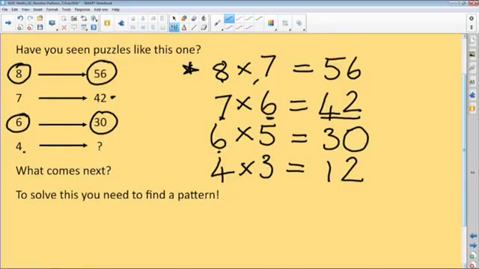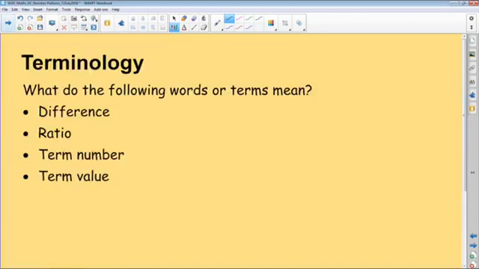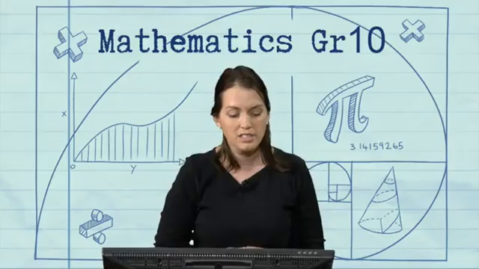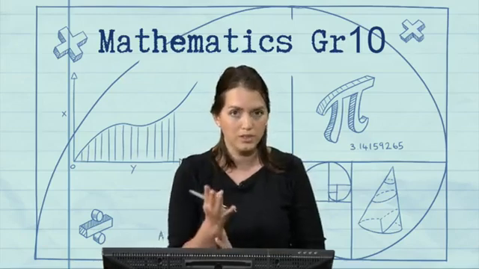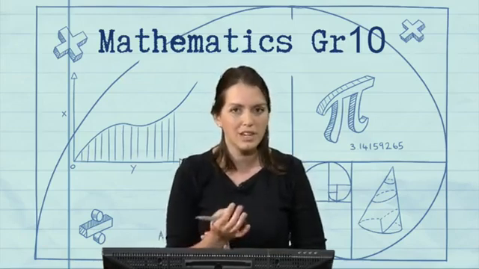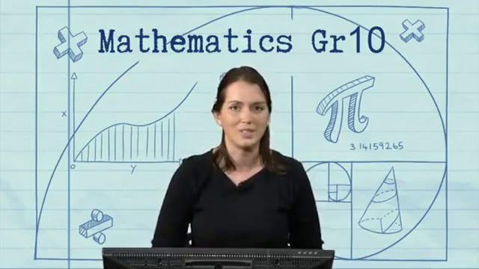Let's see what the next slide has in store for us. And for this slide, you need to discuss four different terminologies. We have difference, ratio, term number, and term value. And I want you to look at the person who's next to you and just discuss these four different terms. Take a look at them again and discuss that for the next minute.